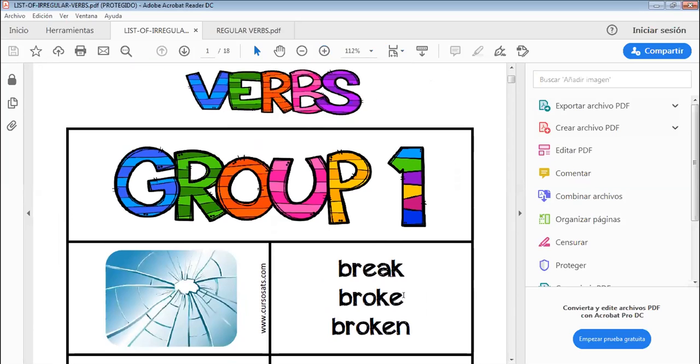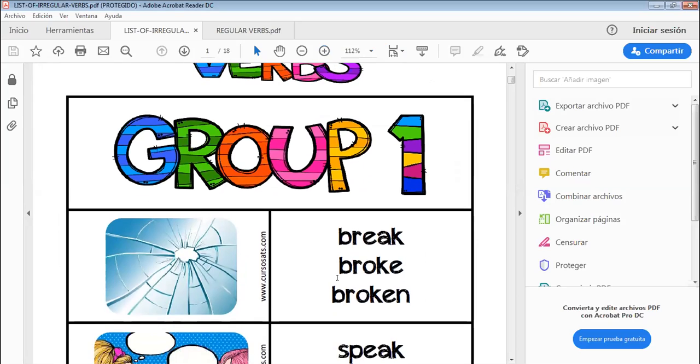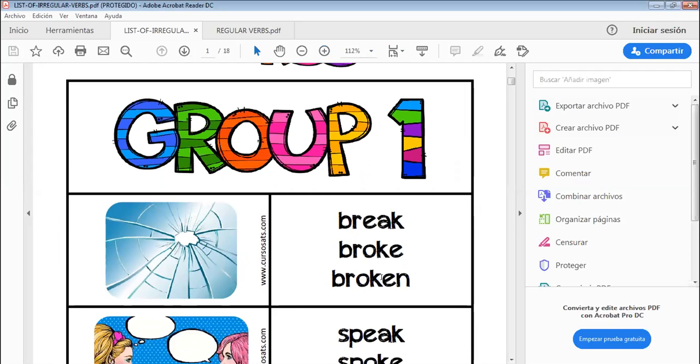If you see, they are completely different, right? They don't have a similar ending for the past and the past participle. That's why they are called irregular, because they are completely different. For example, we say break, quebrar, present, broke, quebró, pasado, broken, quebrado, past participle, right? So break, broke, broken. In this case, I like this list because they have some similarities in the pronunciation.